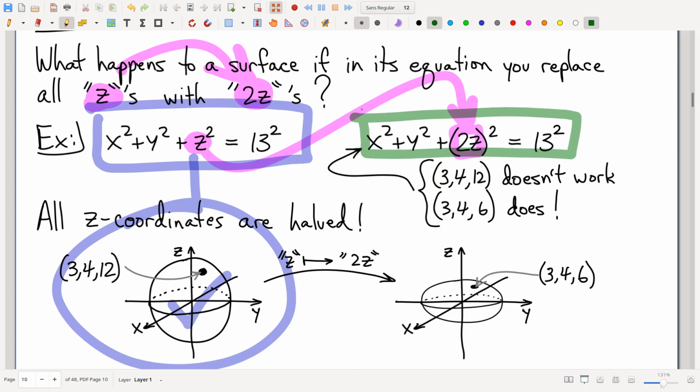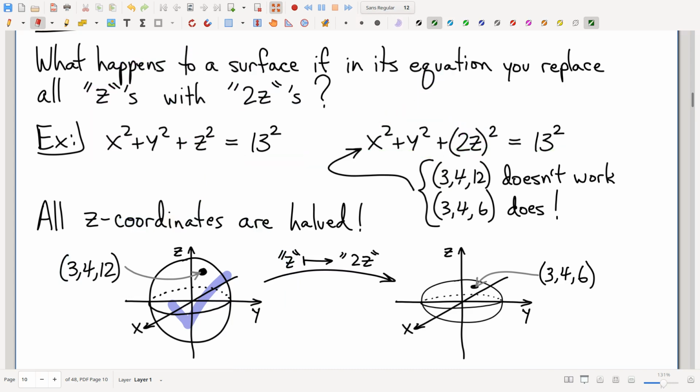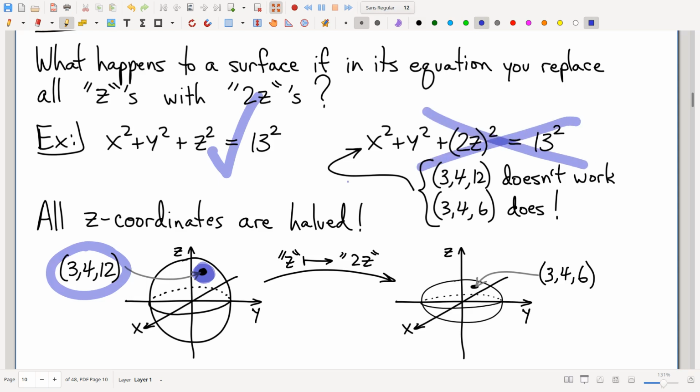And I argue as follows. Let me get rid of the mess. Again, I'm not going to prove this. I just want to be persuasive here. This point, 3, 4, 12, that you can check for yourselves, satisfies that algebra. It's not going to satisfy this algebra. Of course, I changed the equation. Of course, it's not going to work. But let's talk about why it didn't work.